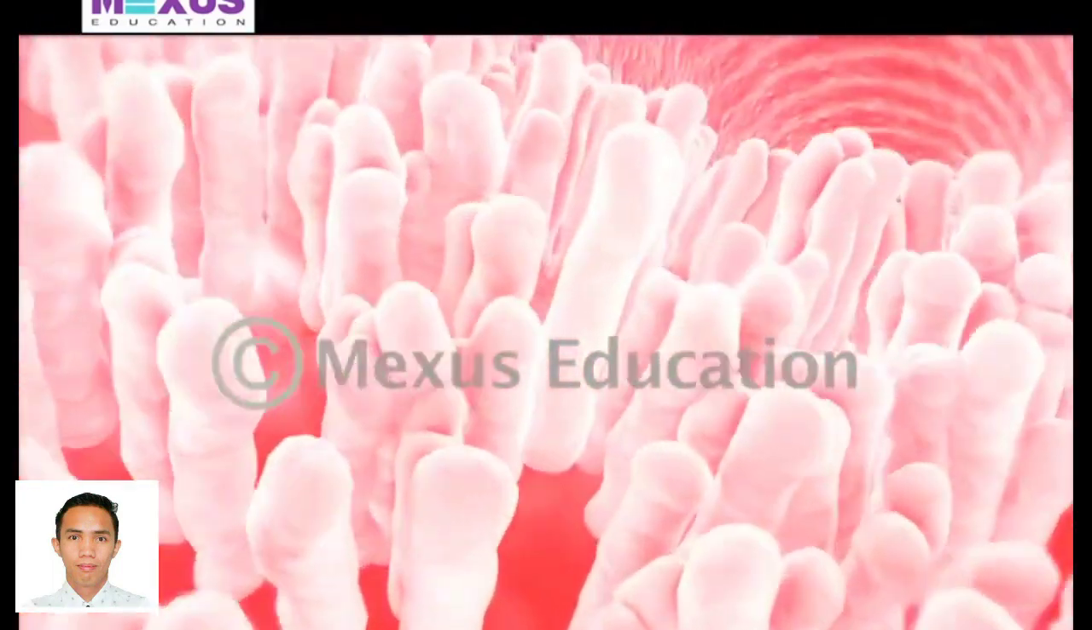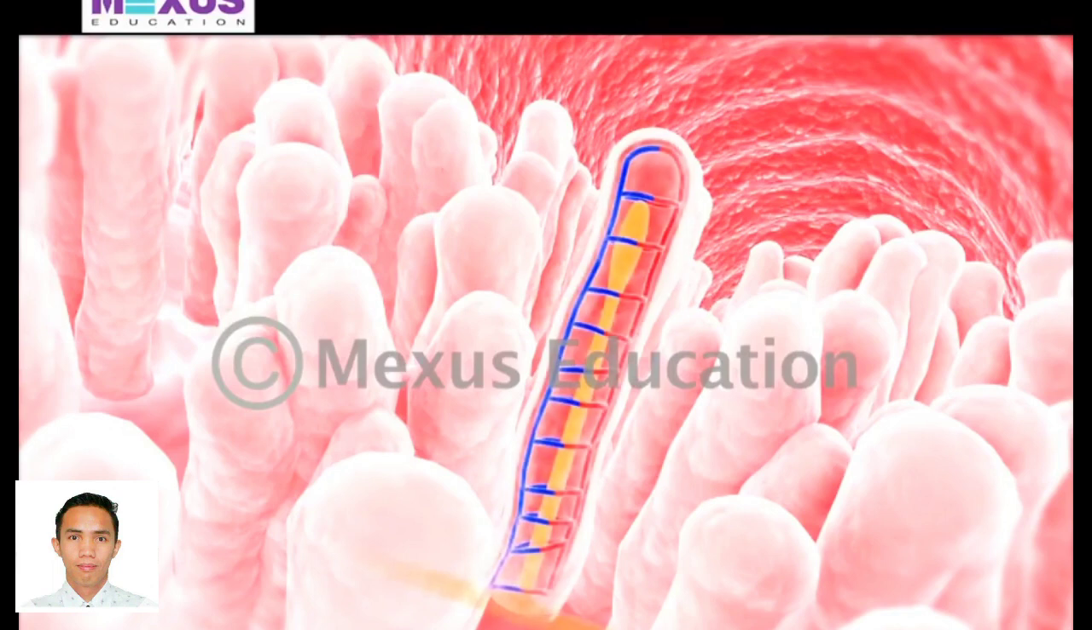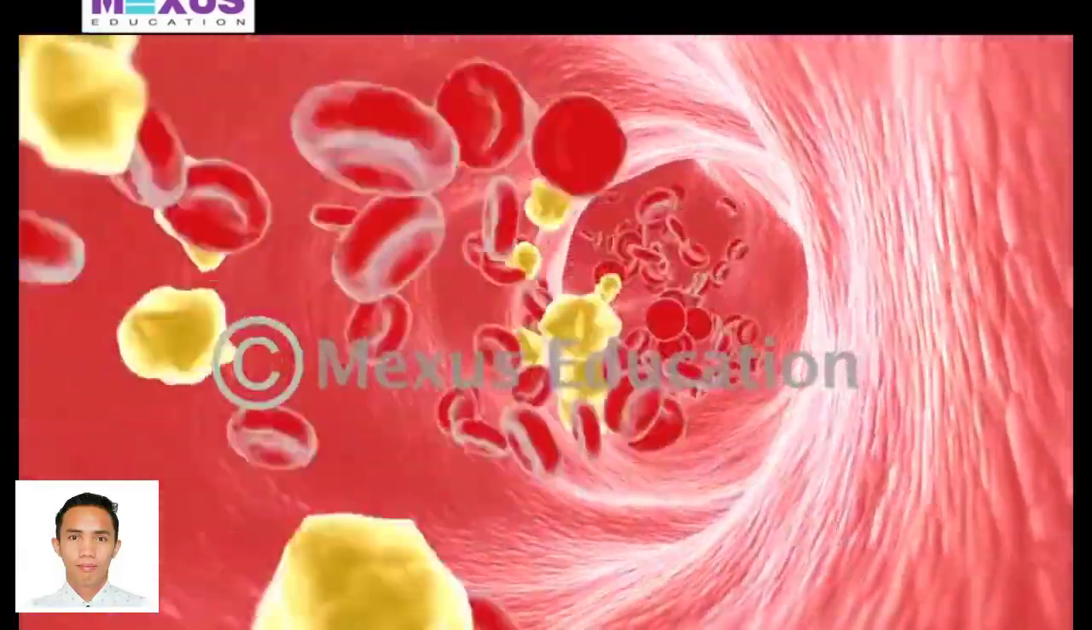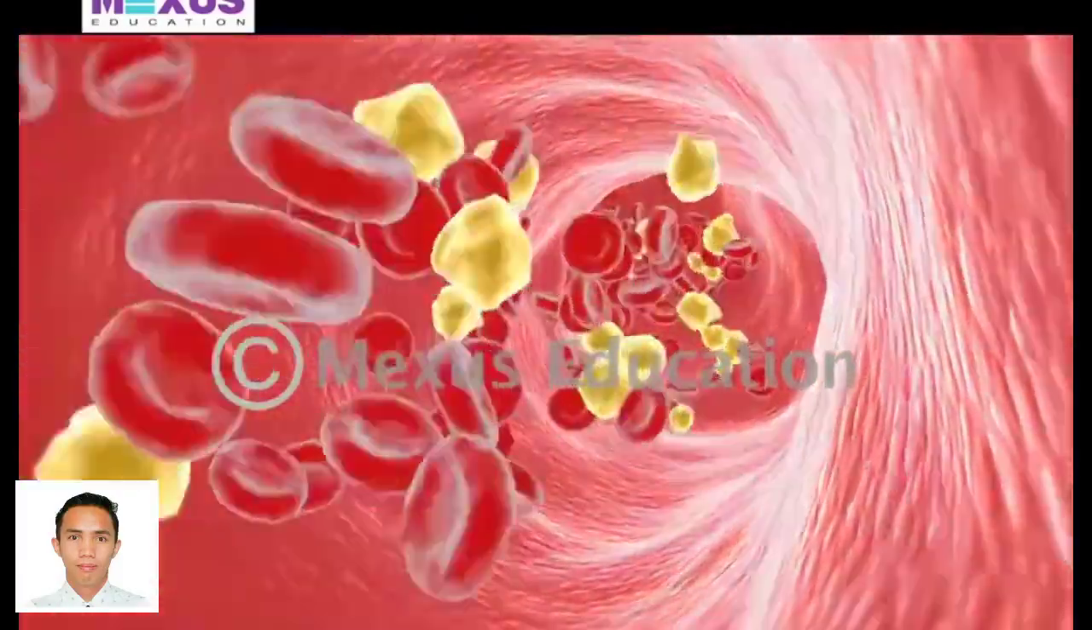The walls are lined with finger-like projections known as villi that absorb the small food particles. Each villus contains a capillary and a lacteal. This allows the small intestine to absorb the required nutrients needed by our body. The nutrients are then transported to different parts of the body through the bloodstream.